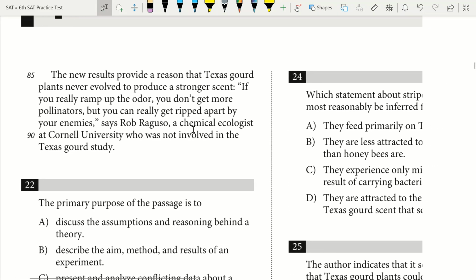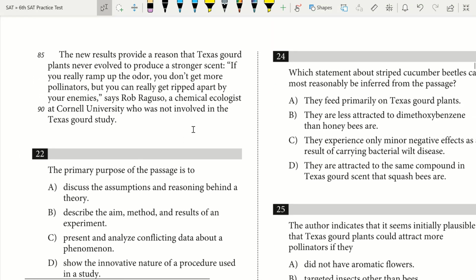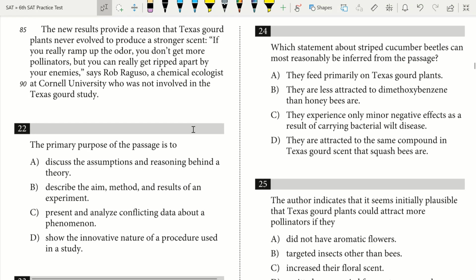All right, so at this point, we can go ahead and get into our questions now that we've read the passage. So question 22, the primary purpose of the passage is to what? Well, this is a big picture question determining the purpose of the passage as a whole. So what's the purpose of the passage as a whole?